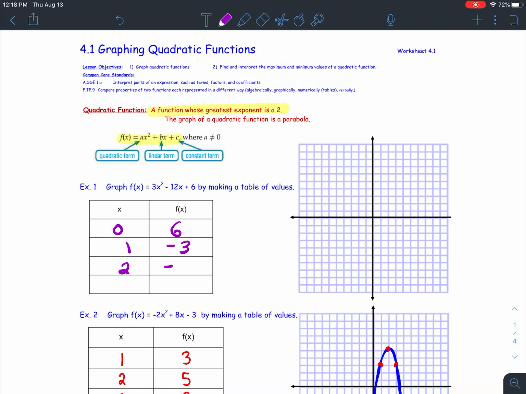Okay, so I'm going to switch back to our notes here, and I'm going to go ahead and fill in the table. Whoops, that was not a -6, it was a +6. Okay, so I'm going to fill these in, and then I'll just come on over and plot these 4 points.